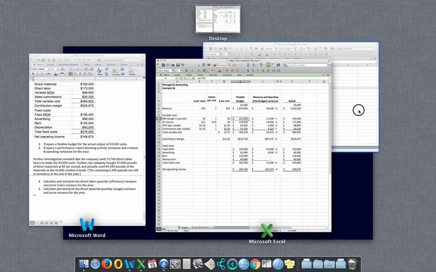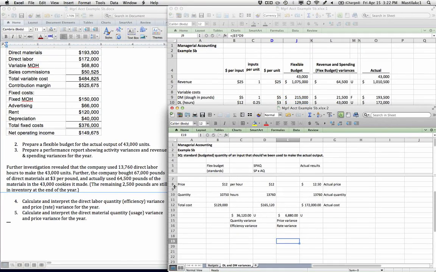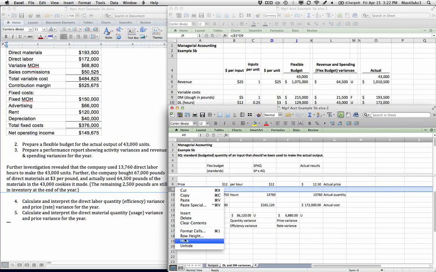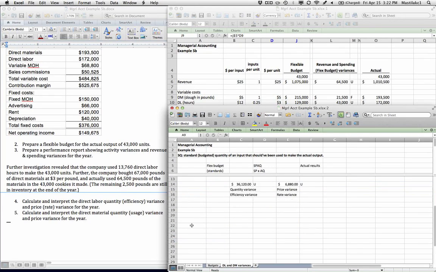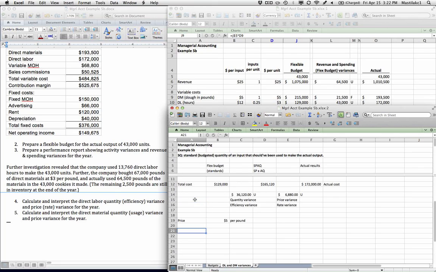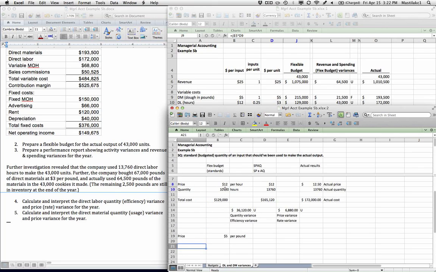Well, just like we did for labor, for material, we need to think about not just the cost per unit, but the cost per unit of input. In other words, we don't want to think about the cost of the outputs so much as we want to think about the cost of the inputs. So we're going to think about our price. And again, our standard price is going to be what we're told, and it's $5 per pound. We don't want to think about dollars per cookie because we're thinking about the inputs, we're thinking about materials, so we want to figure out the price per pound.